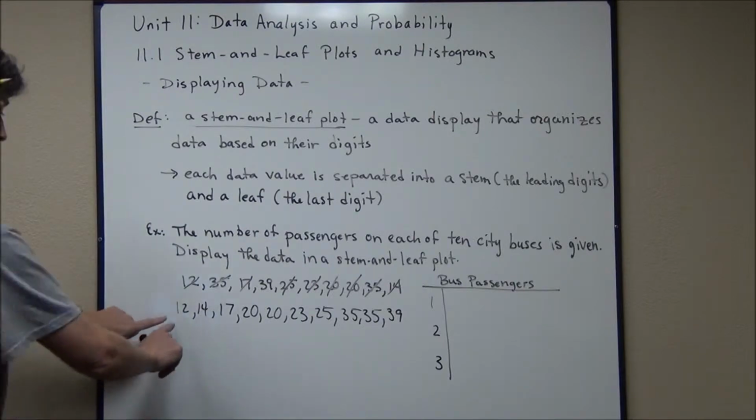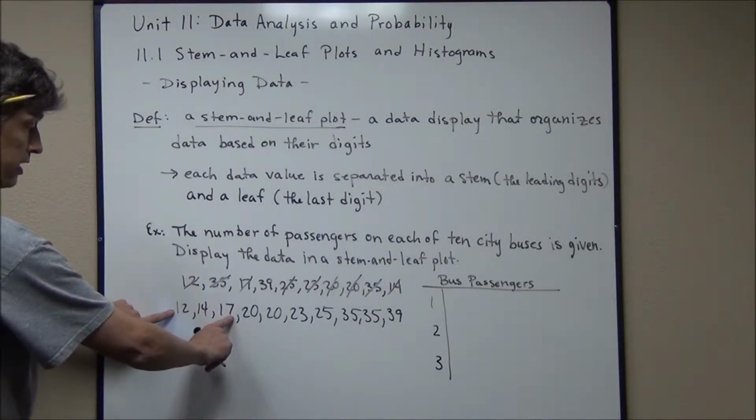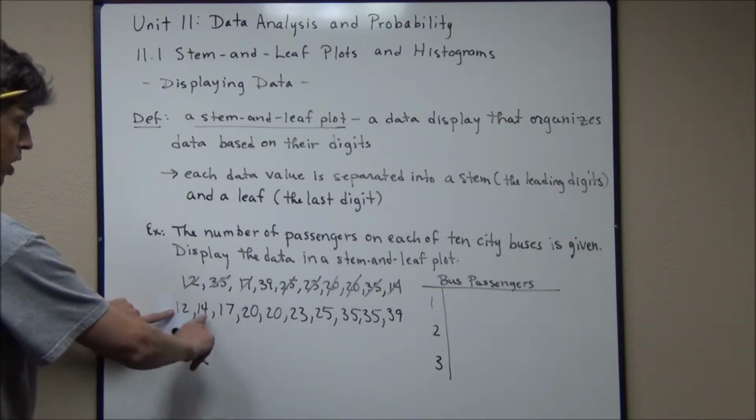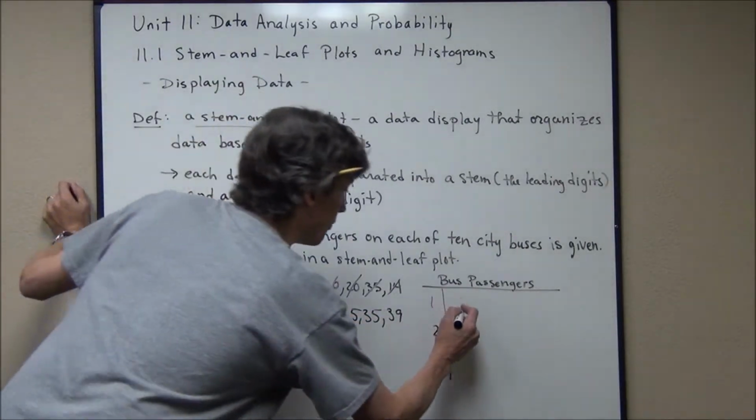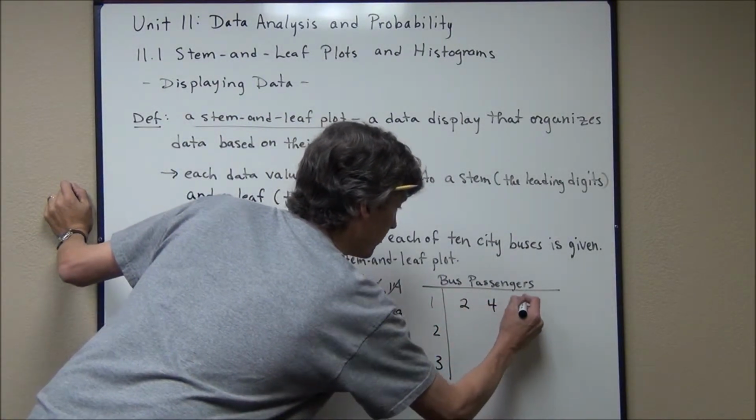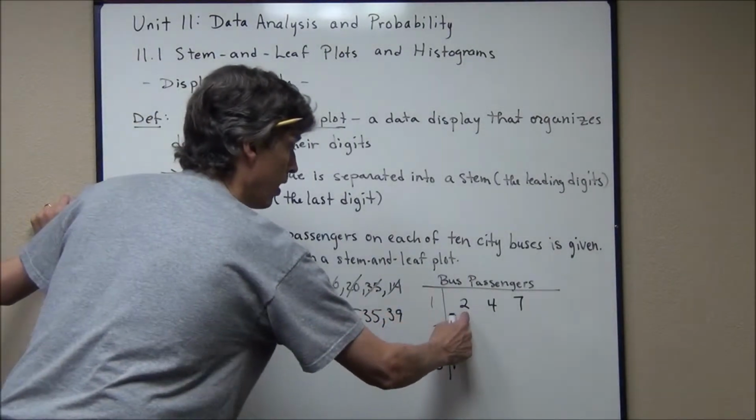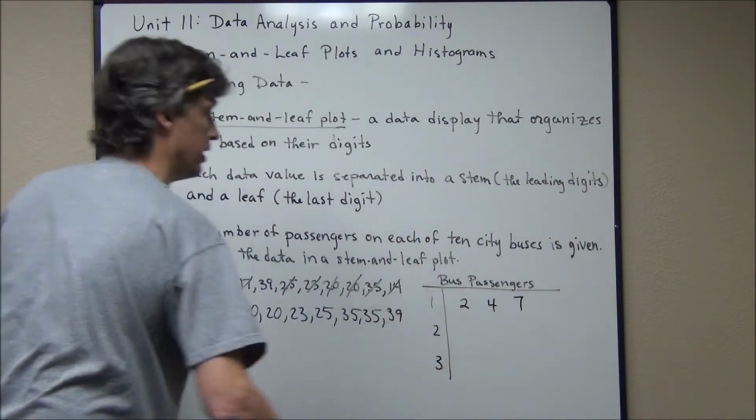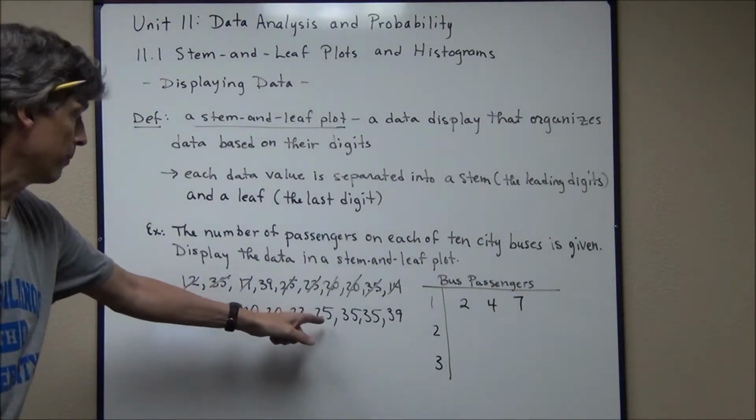So for the 1, I have a 12, I have a 2 here for the 12, a 4 here for the 14, and a 7 here for the 17. They all have a lead digit of 1, so I need the 2, the 4, and the 7. Those are my leaves. This means 12, 14, 17. Alright, these are gone.